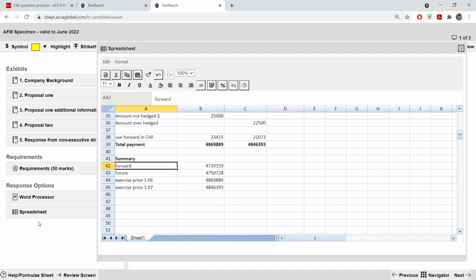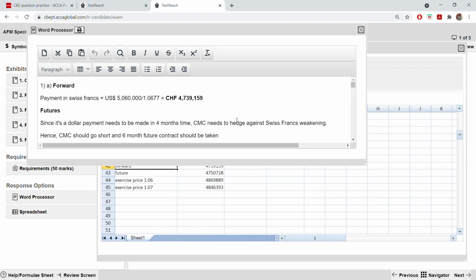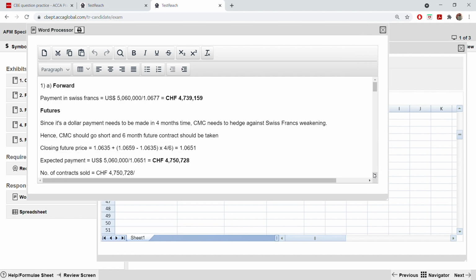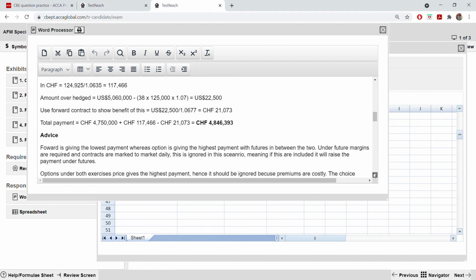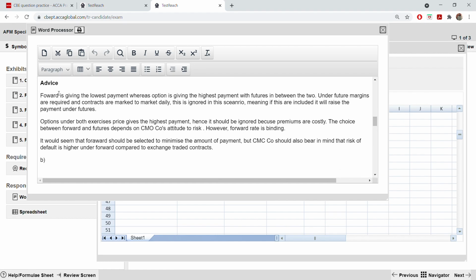So now we are going to go to the word processor. This, yesterday I have done it. That's why you can see in one of my word processors like this. But it took so much of time when I used the calculator. So for the advice, you can go to Word and write like this.